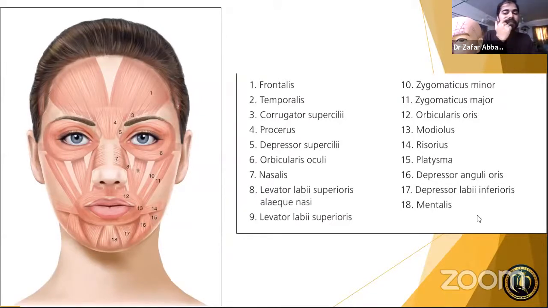For gummy smile, we inject almost from the base of the nose, almost a horizontal line from 1.5 centimeters. We inject 5 units of Botox. Sometimes the patient has smoker's lines on the lip. This is the lip. We inject almost 1 unit, 1 unit, 1 unit, 1 unit at this point.